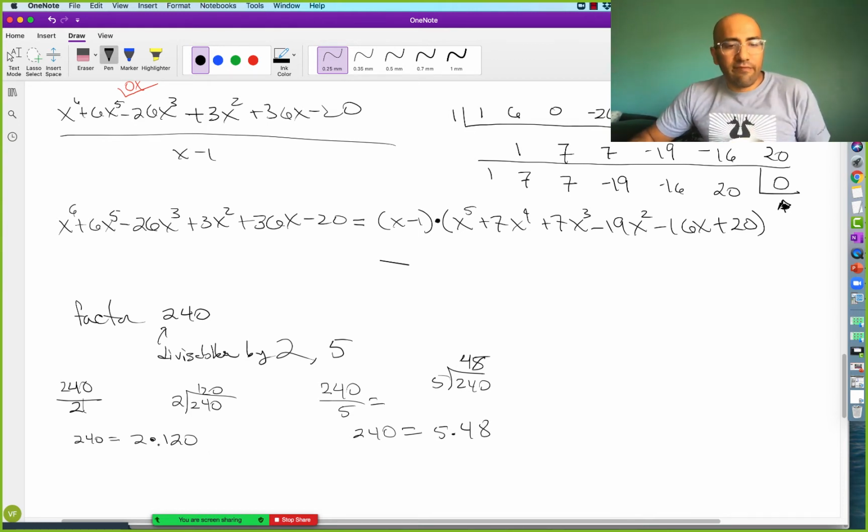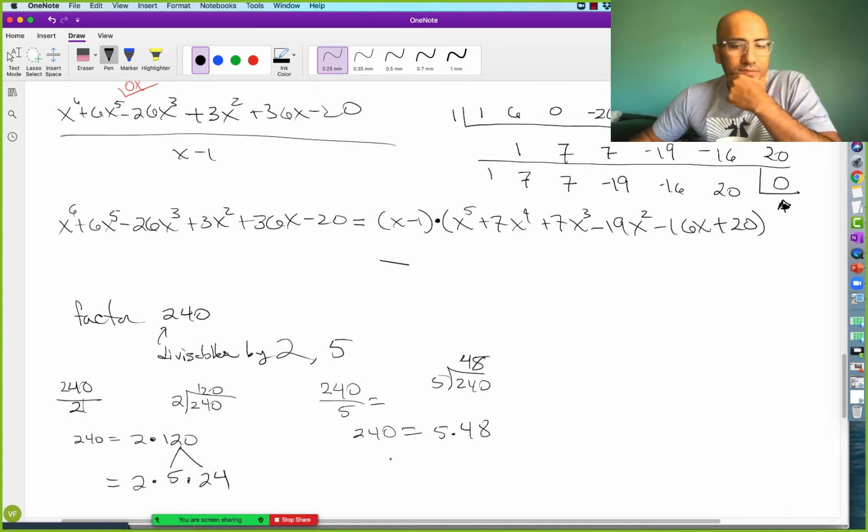But if you're trying to factor the polynomial, dividing the 240 by 5 isn't as helpful. What you should have done is divide this guy by 5 so that you can further figure out that it's 2 times 5 times, why am I having such problems with this? 24 times 24. Does that make sense?